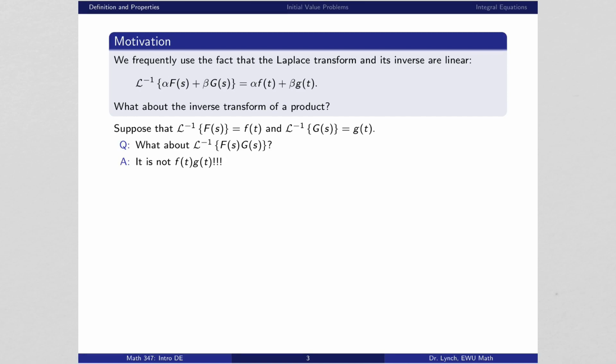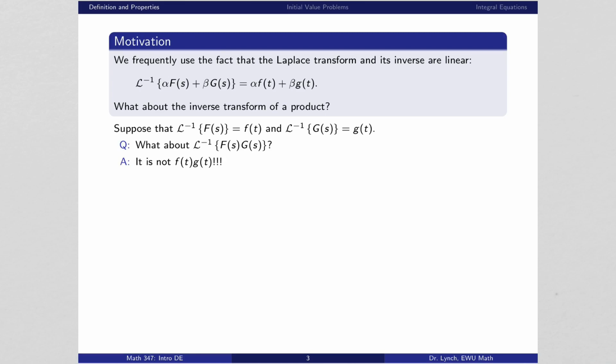I'll point out that we frequently use the fact that the Laplace transform and its inverse are linear operators, right? So the inverse transform of a sum is the sum of the inverse transforms, and the inverse transform of a constant times something we know how to invert is the constant times the inverse transform of that thing. So here's a question, what about the inverse transform of a product?